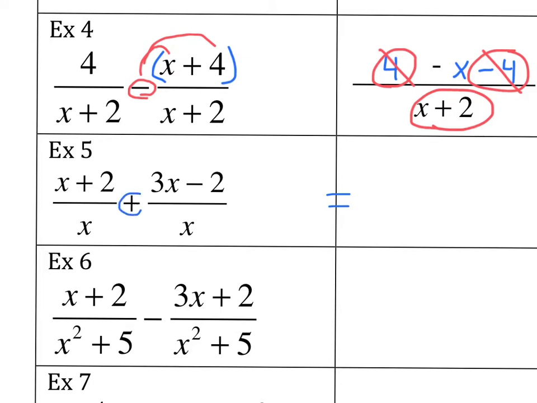Notice there's nothing to distribute, so I could just begin combining like terms. 1x plus 3x is 4x. The other like term is positive 2 and negative 2. Clearly those drop out to be 0. And the denominator is 2x.